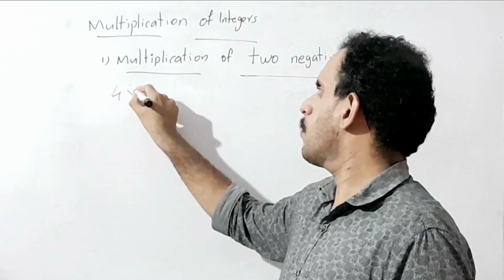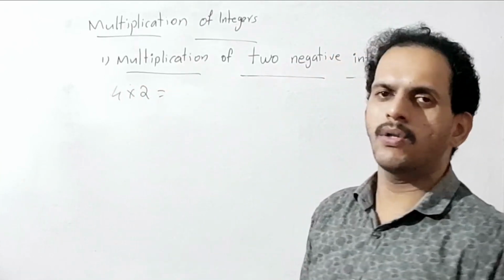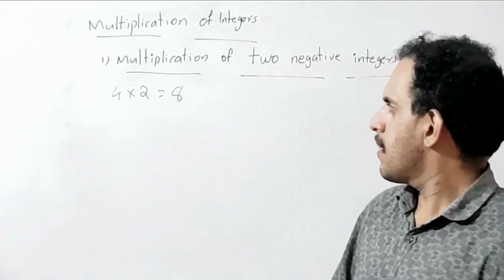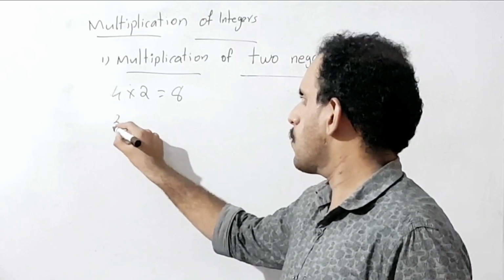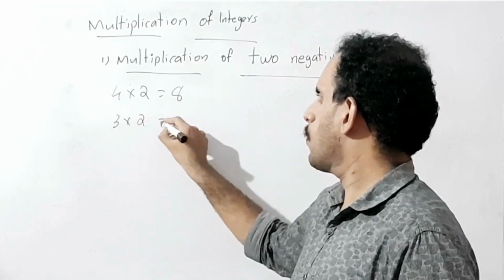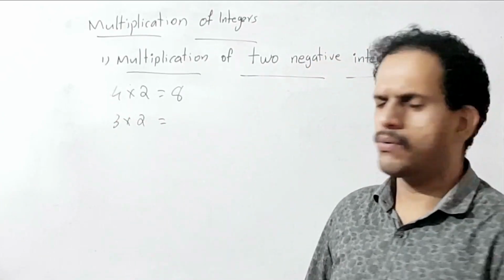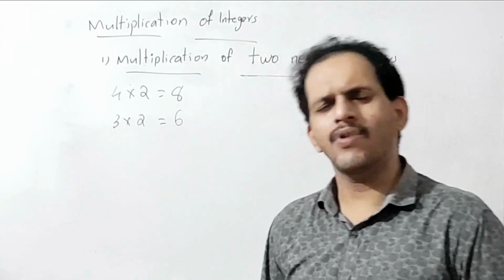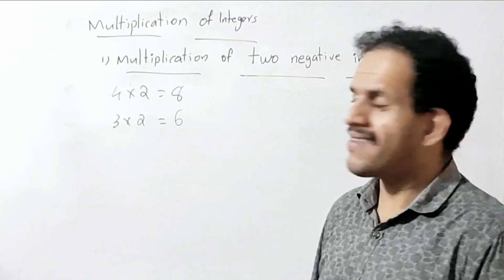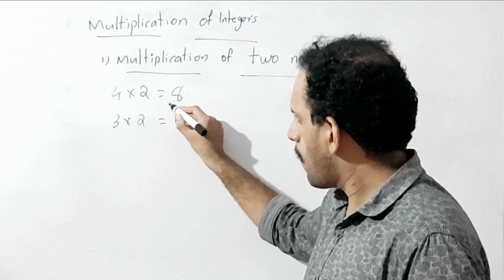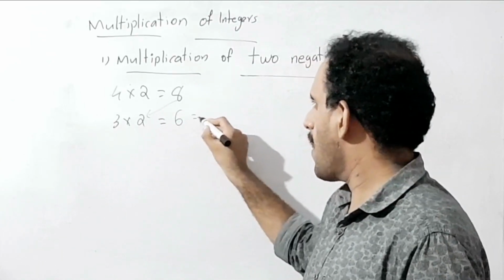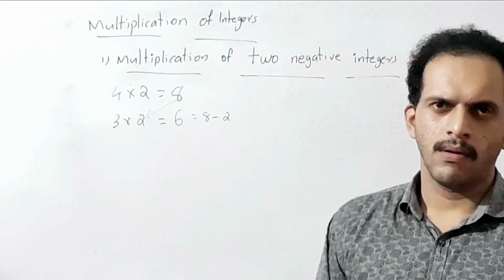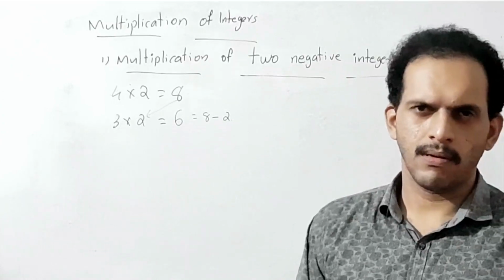Listen here. 4 into 2 is equal to 8. We know that. Next, 3 into 2. What is 3 into 2? 3 into 2 is equal to 6, no doubt. Actually, how do we get 6? That 6 is 8 minus 2. Correct? 8 minus 2 is 6.